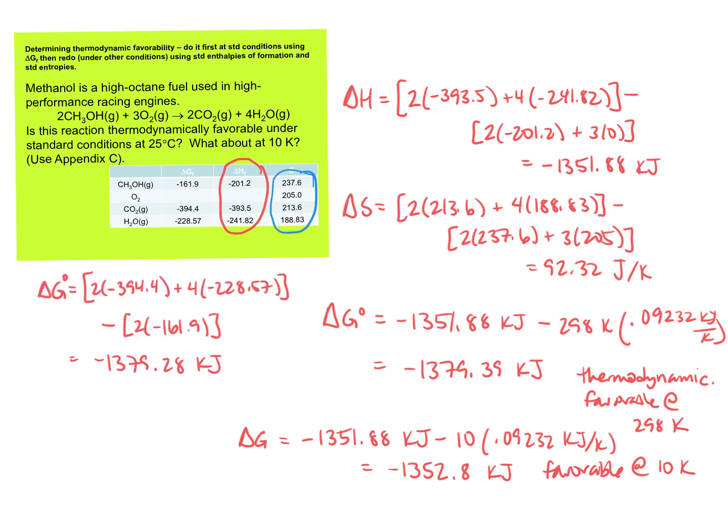And if you did this correctly, you would have seen that you got negative 1379.28 kilojoules, which is very, very close to what we got when we used delta H and delta S to find the value of delta G at 298 Kelvin. So I wanted to emphasize that as long as you are at 298 Kelvin, you can use the delta G degree symbol. But if you're not at 298 Kelvin, then you have to use no degree symbol for delta G, because again, the degree symbol indicates specifically 298 Kelvin. So I hope that makes sense to you.